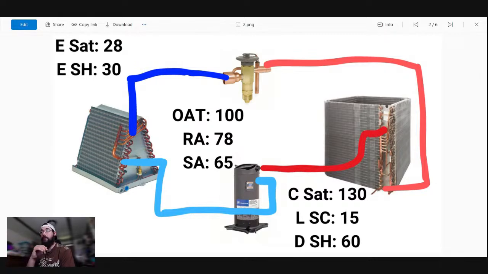Yeah, so we see a high discharge superheat. High discharge superheat also plays into a low charge example if we wanted to use that. So the compressor's running hot, we're not cooling, we've got a low saturation on the evap and a high superheat coming back. So obviously, we've got some definite heat exchange problems going on.